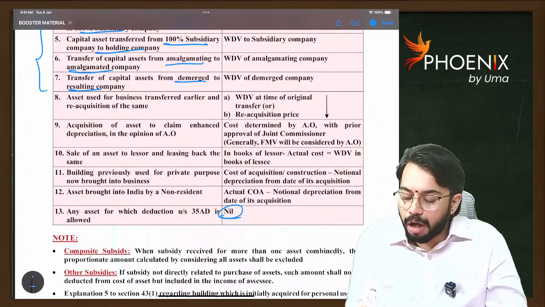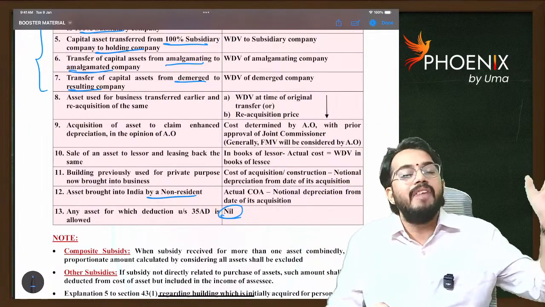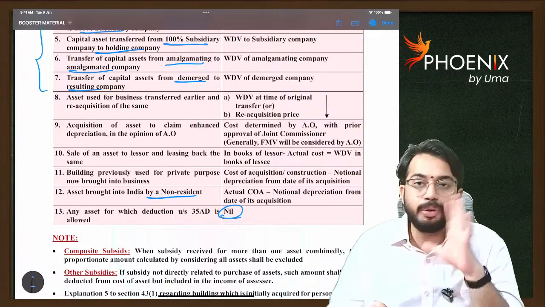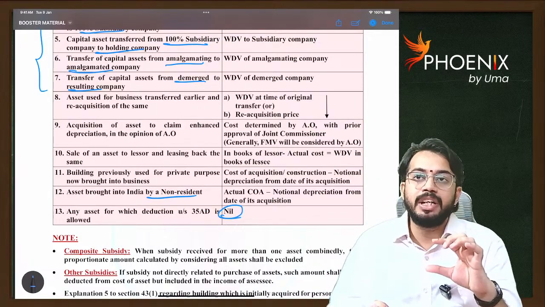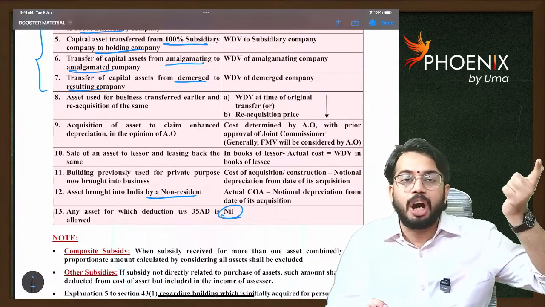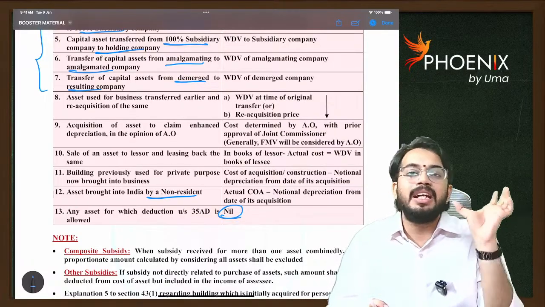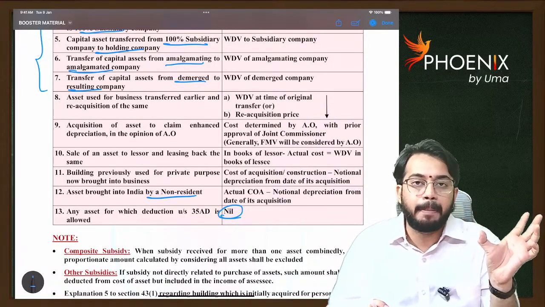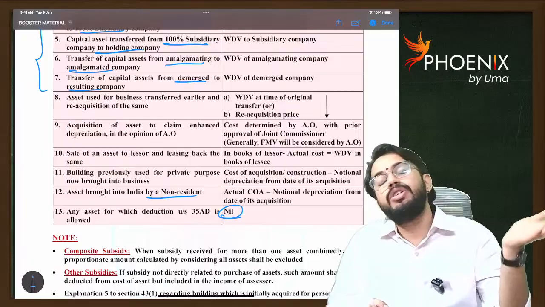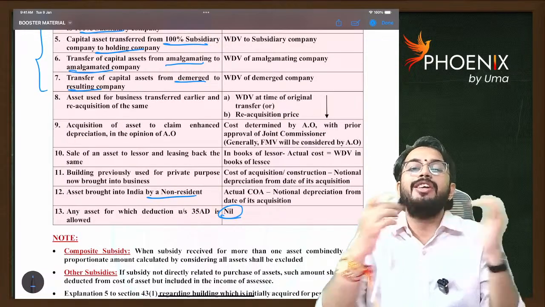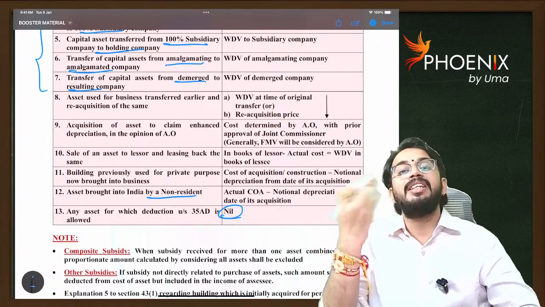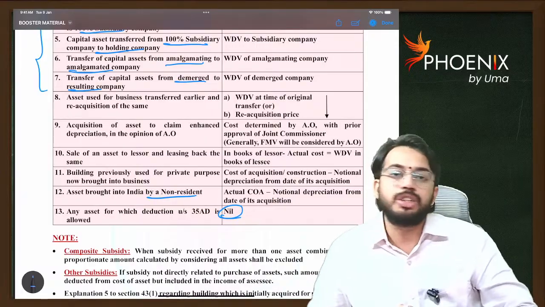Next, asset brought into India by a non-resident. Whenever a non-resident brings any asset to India, then cost of acquisition is equal to original purchase cost minus depreciation for how many years he has used it for personal purpose. We should assume he used it for business purpose. We should reduce notional depreciation. Balance written down value will be considered as cost of additions.